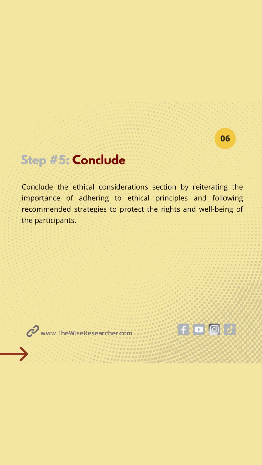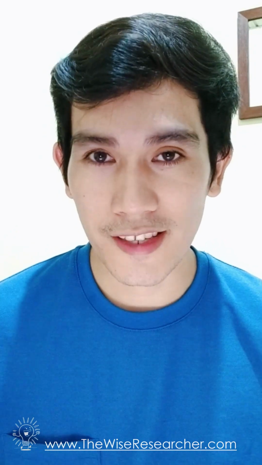Note that the step-by-step guide provided here is based on the specific example given. Ethical consideration may vary depending on the nature of the research, the participants involved, and the ethical guidelines related to the field of study. It is crucial to consult the specific ethical guidelines or institutional review board requirements applicable to your research context. So that is how you write the ethical consideration of your research paper.